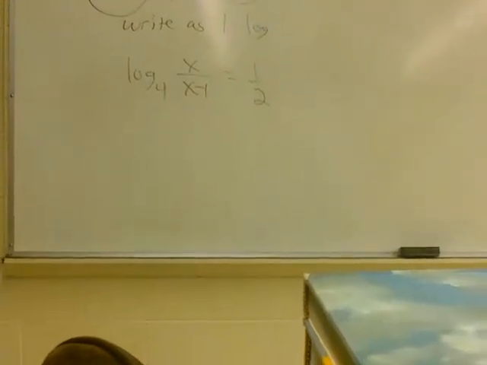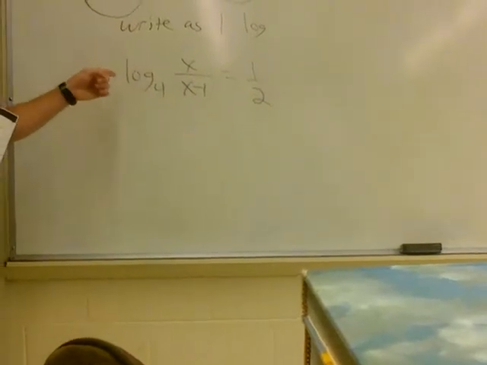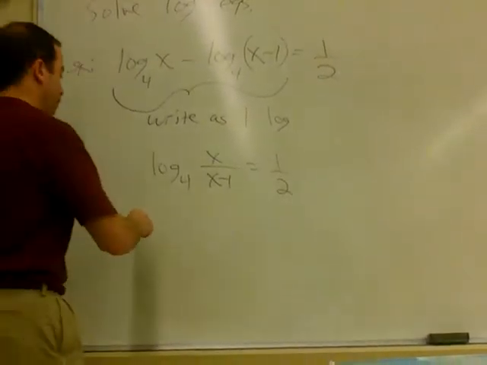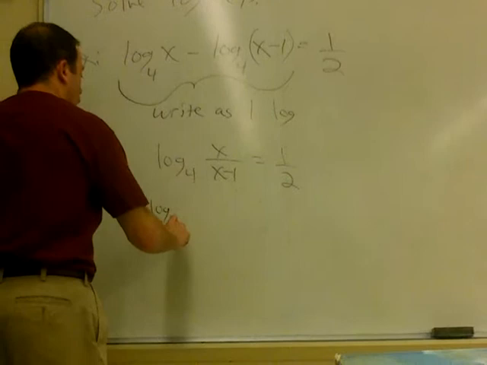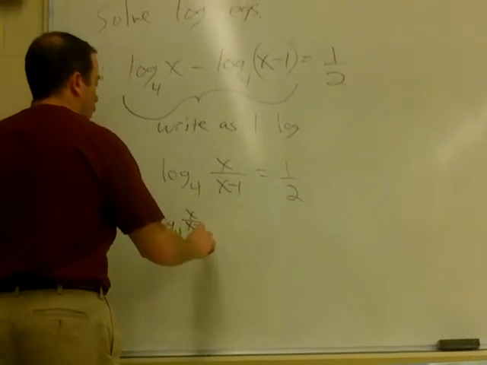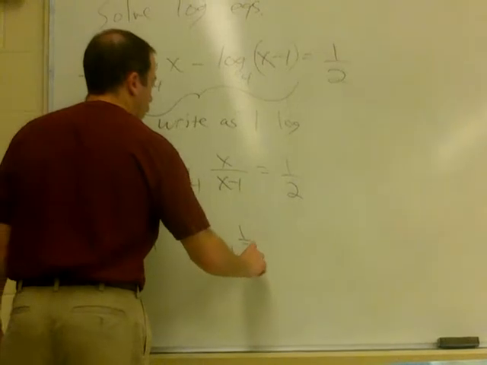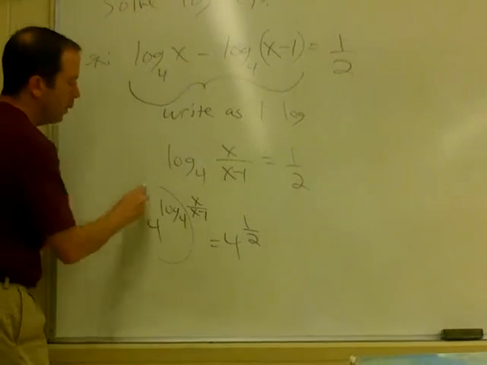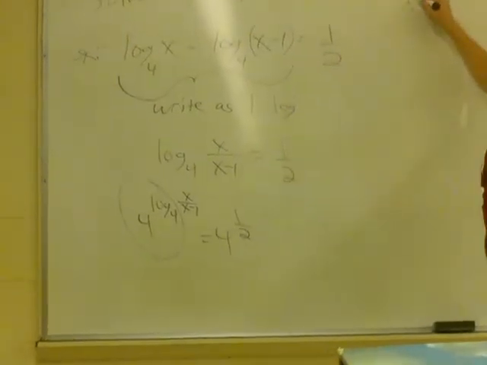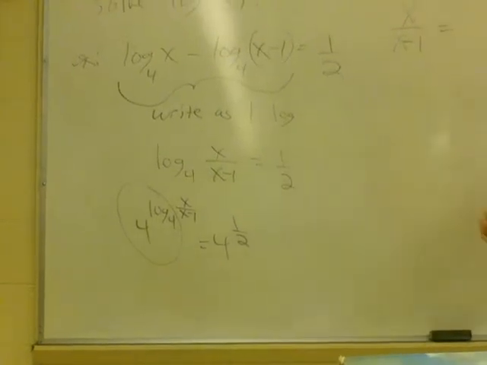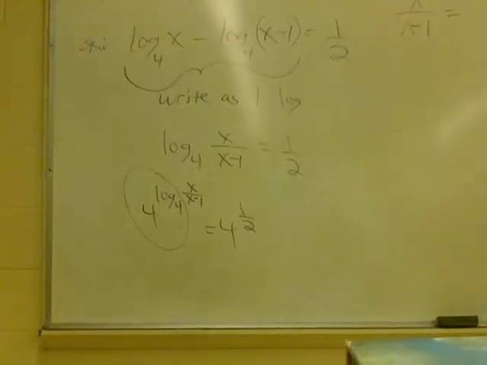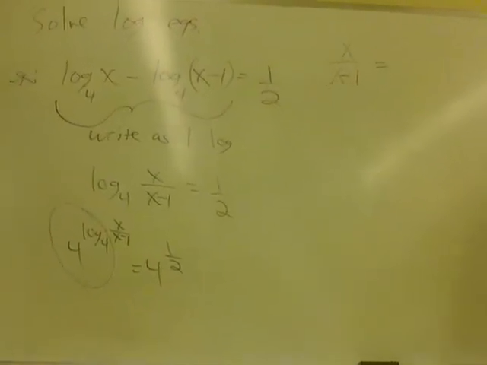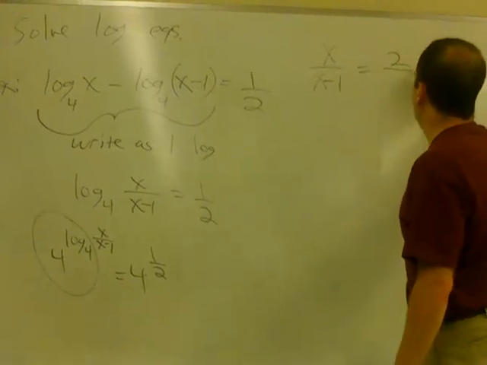Okay, now we've got this equation down to 1 log, just like all the other equations we've had today. So it's 4 to the log base 4 of x over x minus 1 equals 4 to the 1/2. What happens over here? They cancel. So now we have x over x minus 1 equals 4 to the 1/2 power, which is the square root of 4, which is 2. And that's 2 over 1, by the way.